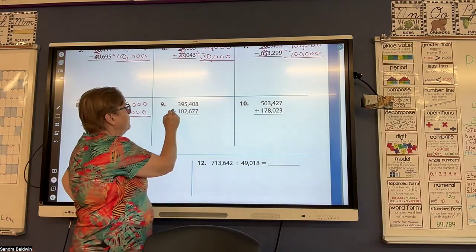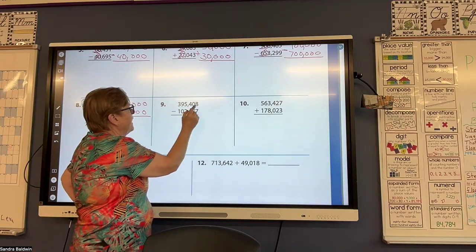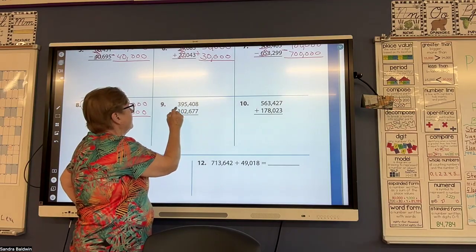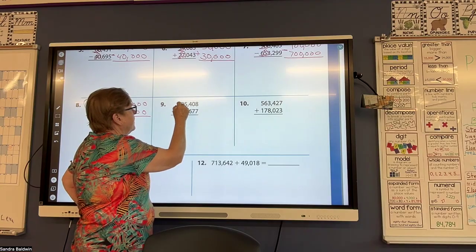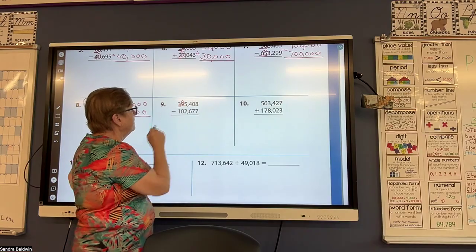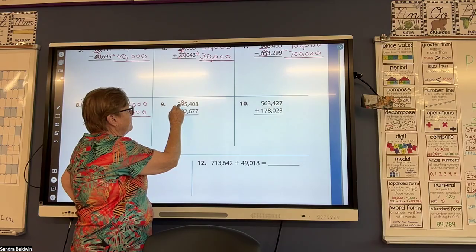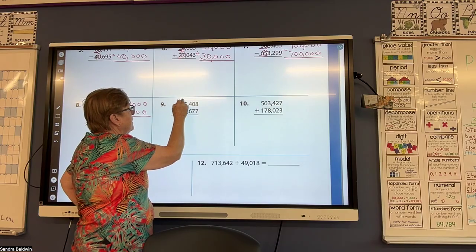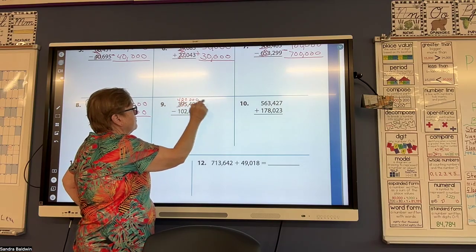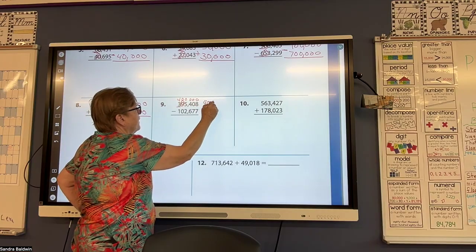Number 9, 395,408. That rounds to, I'm going to underline my 100,000, draw a circle around the 10,000. 9 is bigger than 5, so that 3 becomes a 4. Then we just substitute zeros. So that is 400,000.